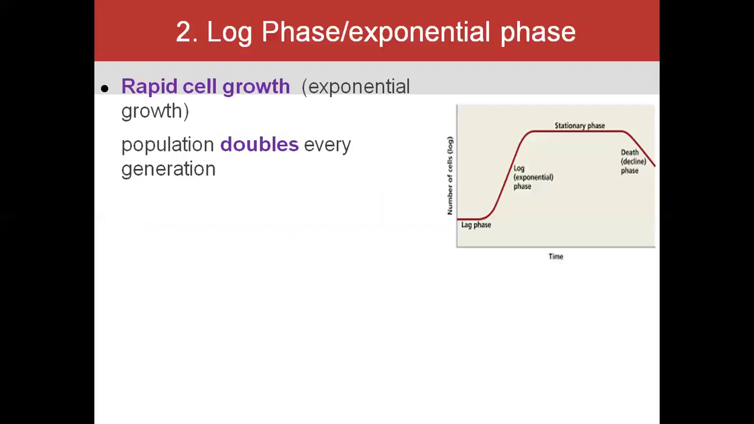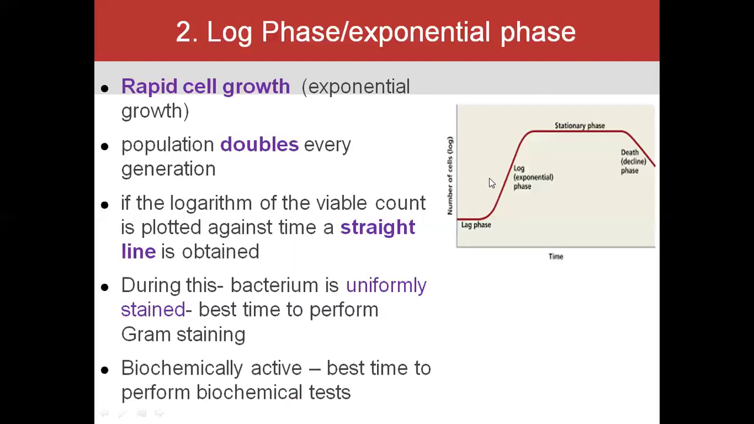Next, the second phase is log or exponential growth phase. In this phase, we can see the rapid cell growth, that is exponential growth. In the first phase, the bacteria adjust to the new environment, and in the log phase, after adjusting, the bacteria start multiplying, which means the population doubles for every generation: 1 becomes 2, 2 becomes 4, 4 becomes 8, 8 becomes 16. Like that, the number of bacterial cells increases. So that's why we got the straight line here.